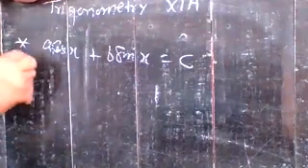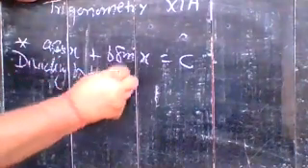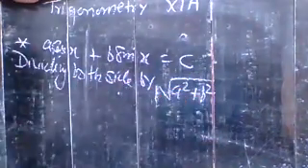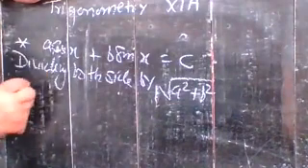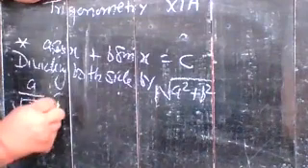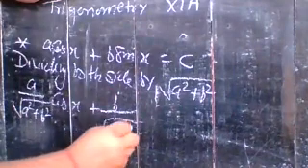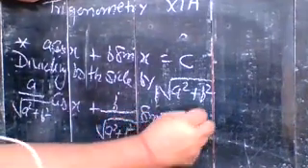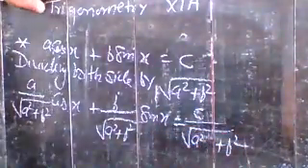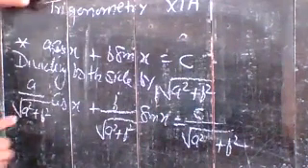Right here, dividing both sides by under root a square plus b square. So here you have a upon under root a square plus b square times cos x, and here you have b upon under root a square plus b square times sin x, and here you have c upon under root a square plus b square. Here you have the terms like that.